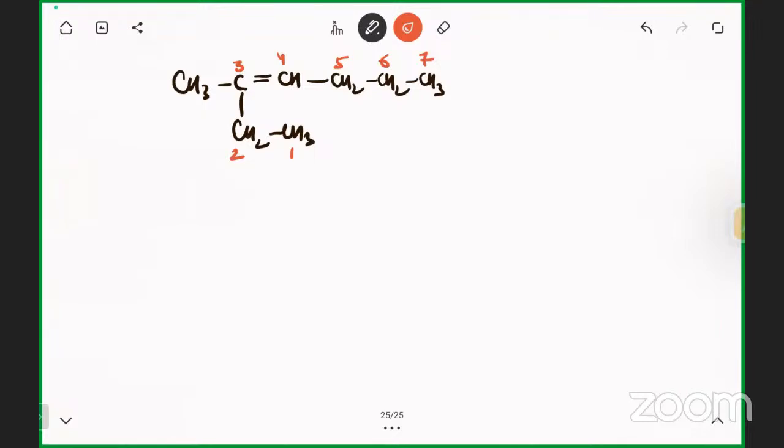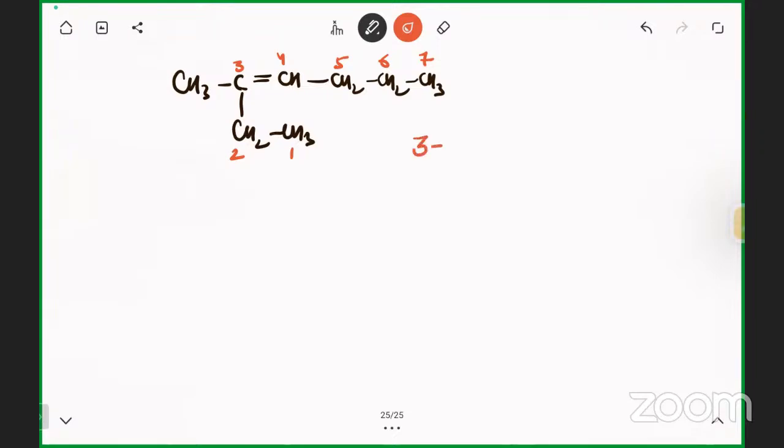Now remember the first rule. What did the first rule say? The number of carbon must be more in the parent chain. This is the parent chain. The number of carbon must be more. So now tell me the name.